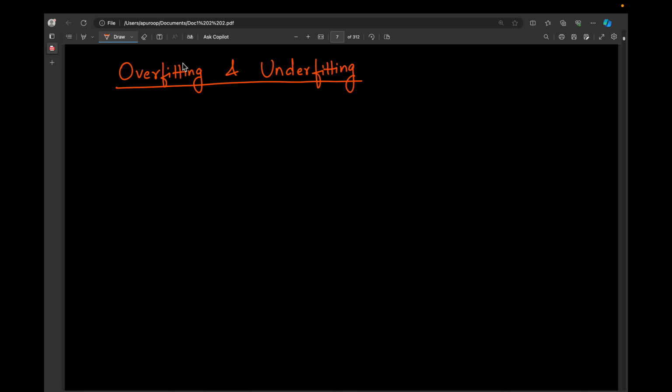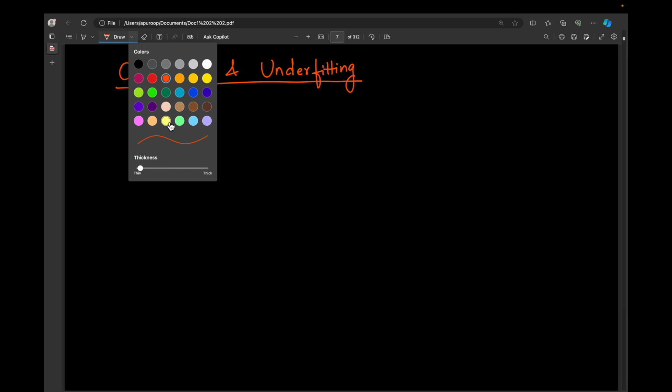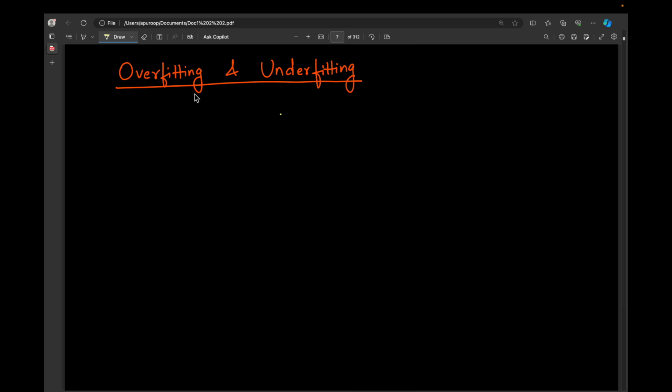Everyone, in this video, let's try to understand the concept of overfitting and underfitting. Overfitting and underfitting are the two states that the model can achieve. Basically, these two states are not desirable. We expect our model not to overfit. We don't want this, or even the underfitting condition also. But let's try to understand what these are.